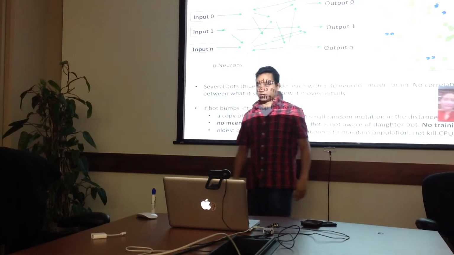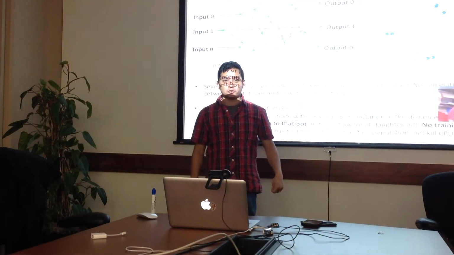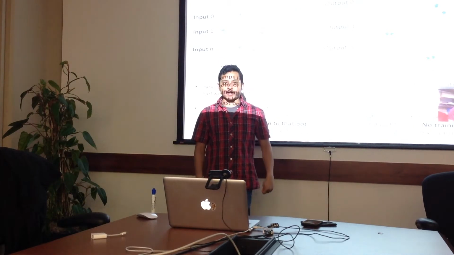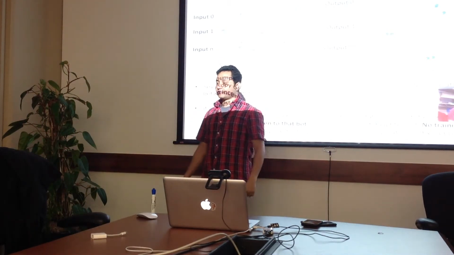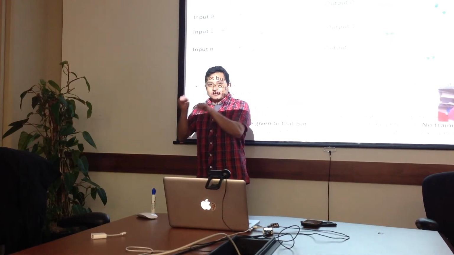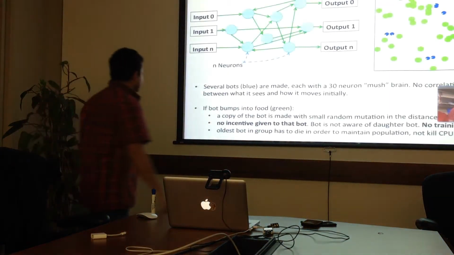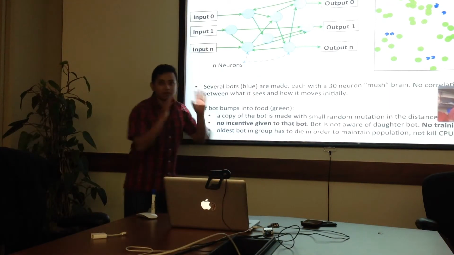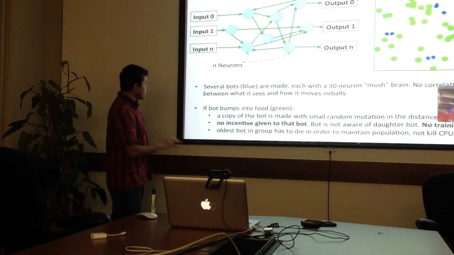Now, they also have motor neurons. They have 4 motor neurons in the brain. If one of the motor neurons fires, it takes 1 step forward. If the other one fires, it takes 1 step back. If another one fires, it turns 0.1 radian to the left. Another one fires, it turns 0.1 radian to the right. So by hitting these neurons quickly, it can move around like that. Initially, of course, the brains are mush. There's no correlation between what it sees and what it does.